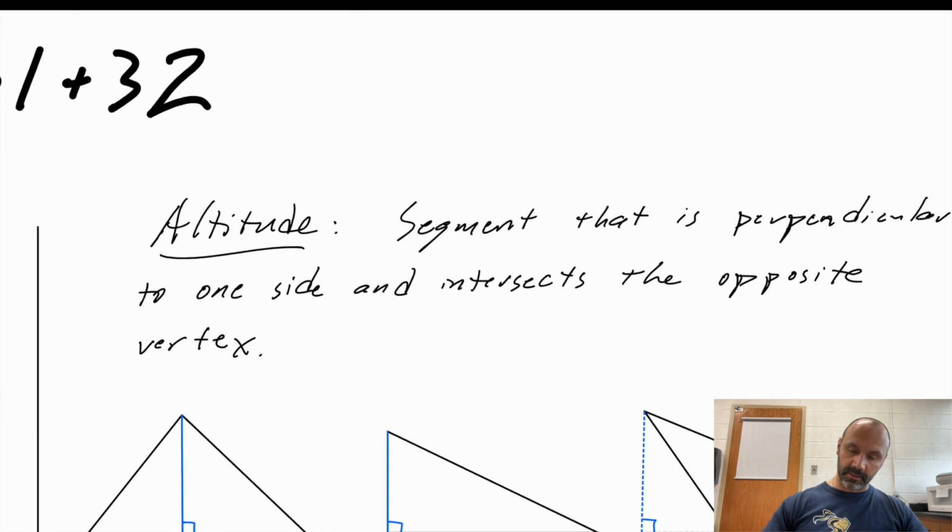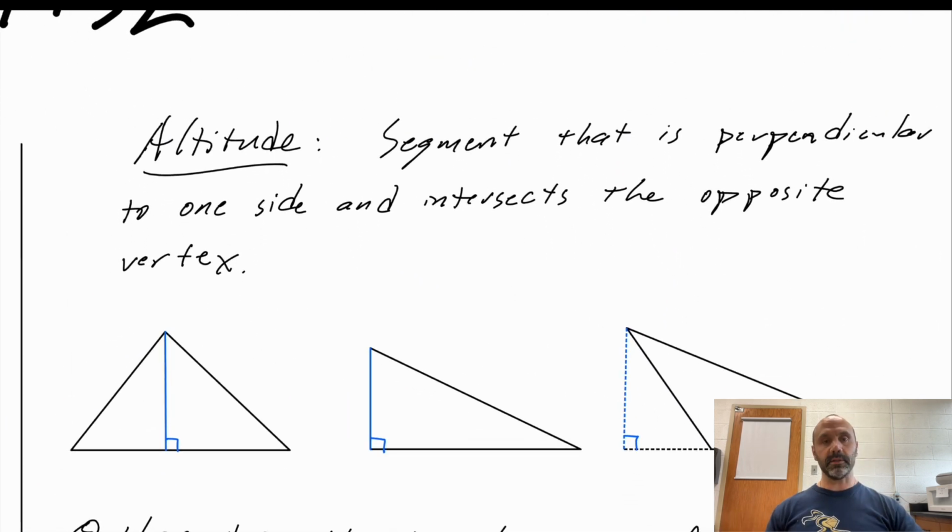Okay, another type of segment is an altitude. It's a segment that is perpendicular to one side and it intersects with the opposite vertex. So there's something like this, triangle like this, that's easy, right? So I draw a line from the vertex to the opposite side and I make it so that it's perpendicular, not congruent. Okay, but what about something like this?